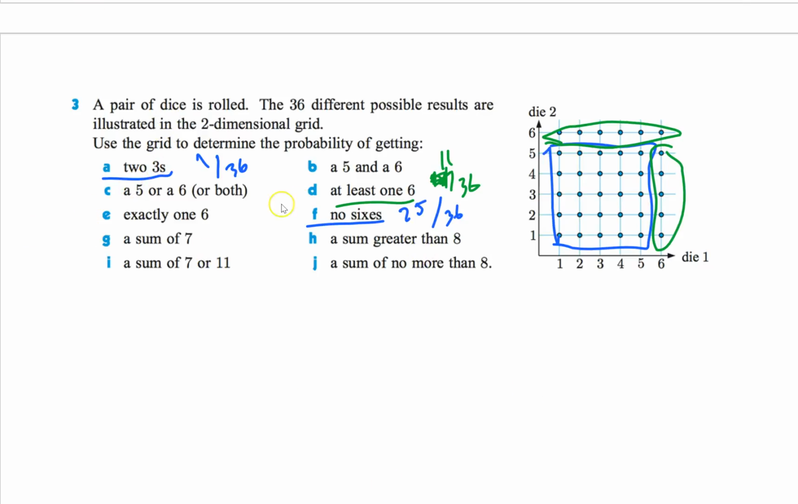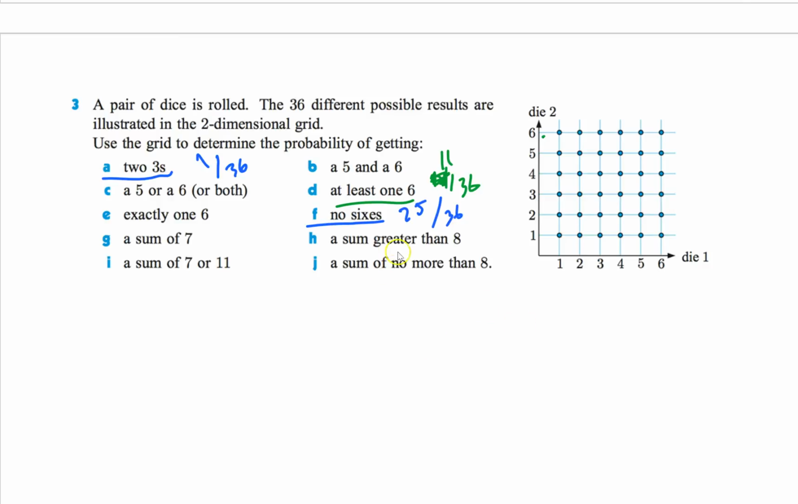A lot of this is easier with the grid. So let me erase this real quick so we can look at one more example of this type. We have the finest erasing technology, as you can see. No expense spared. Okay, let's look at one more.